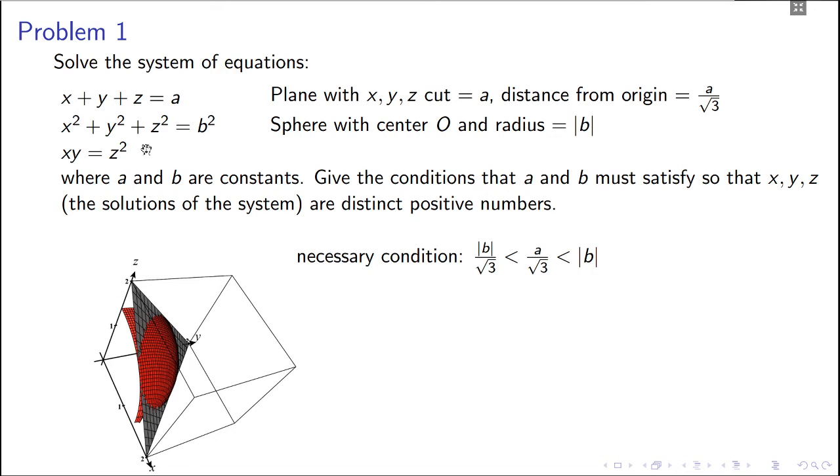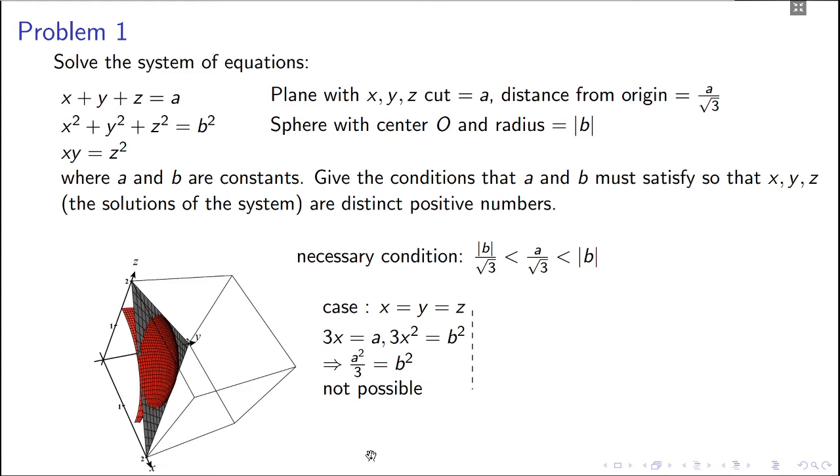And after that, let's worry about this equation. So let's see what happens if x equal to y equal to z. Can we have a solution like that once this is achieved? So of course, if x equal to y equal to z, we'll get 3x equal to a, we get 3x square equal to b square, which will give you a square by 3 equal to b square. So which means this one, and of course we don't have the equality here, so this is not possible.